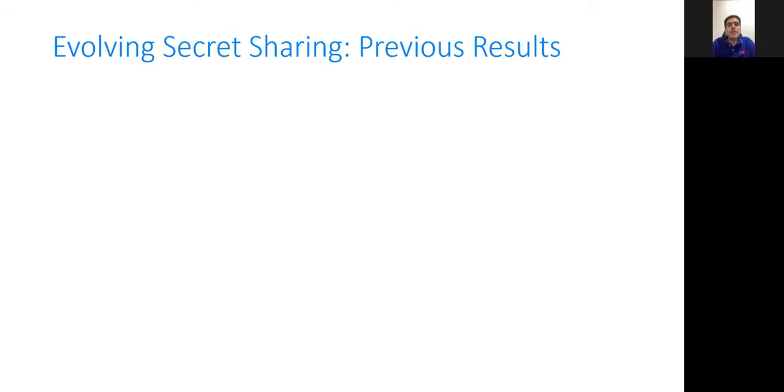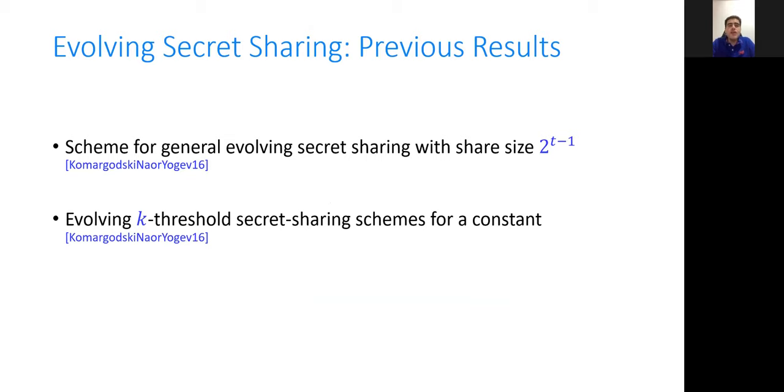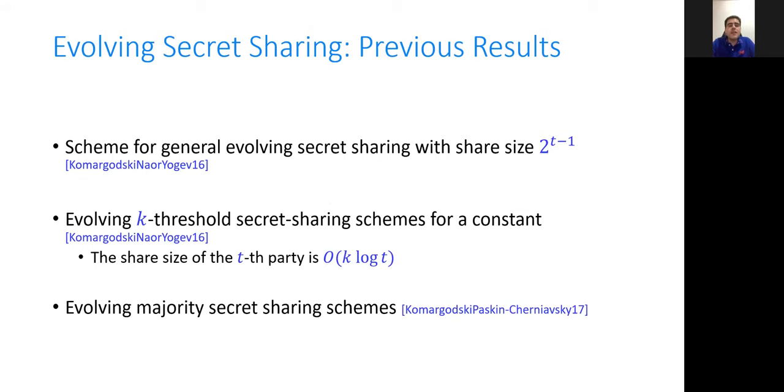Now we are ready to present the previous results in evolving secret sharing. There is a scheme that realizes the general evolving secret sharing with share size 2 to the t minus 1. For evolving k-threshold for a constant k, there is a scheme that realizes this with share size k log t. And for evolving majority, which is a variant of k-threshold that we will define in the next slide, the share size is order t to the 4 log t.